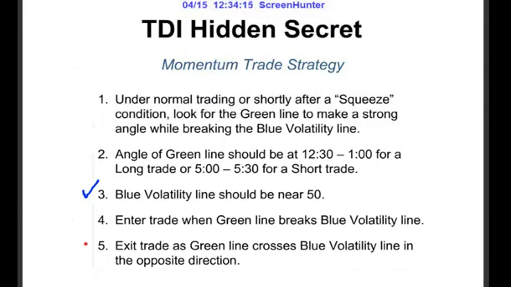Okay? Now, this is called the hidden secret because many people don't know about it, they don't see it. It's right there in front of them. It's not really hidden. But they don't realize that when we break the blue volatility line and that volatility line is up fairly high if we're going short or fairly low if we're going long, the market's got to shift back to normal. Remember when I said the market baseline wants to go back towards 50?